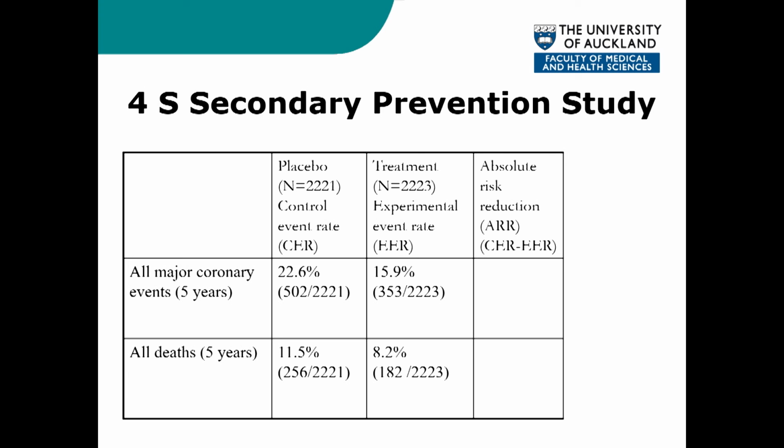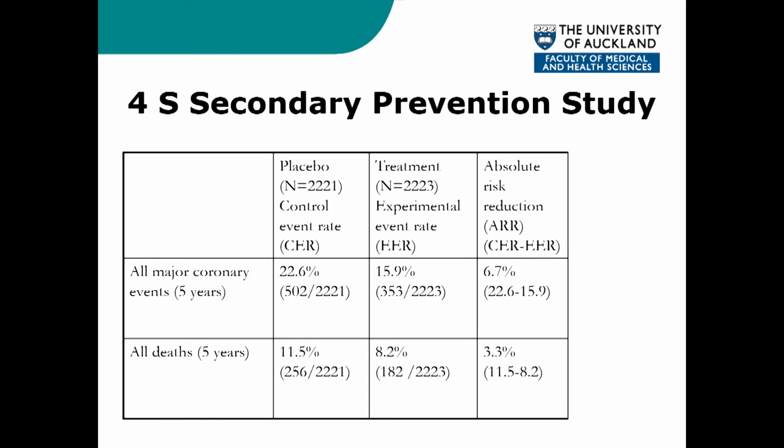And then down below, we've got the number of deaths. So 11.5% in the placebo group and 8.2% in the intervention group. So the number of events is much higher than the deaths. Deaths are a less common event. An event would be another heart attack, an angina attack, a heart failure attack, an arrhythmia attack. This shows you the absolute risk reduction. So it's 6.7% for major coronary events and 3.3% for deaths.